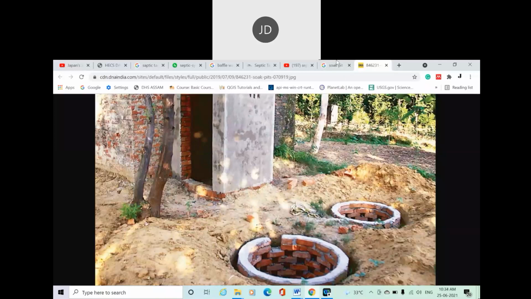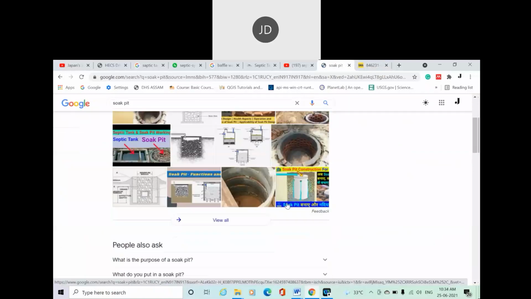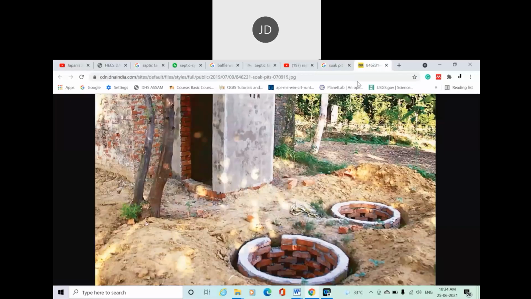So why is it called a soak pit? I'll show you the basic definition. Purpose of soak pit: a soak pit is also known as a soakway or leach pit. It is a covered porous-wall chamber that allows water to slowly soak into the ground. That means the wastewater coming from the latrine will be stored in this pit, and in due course of time, the water will penetrate into the ground below, in a downward direction.